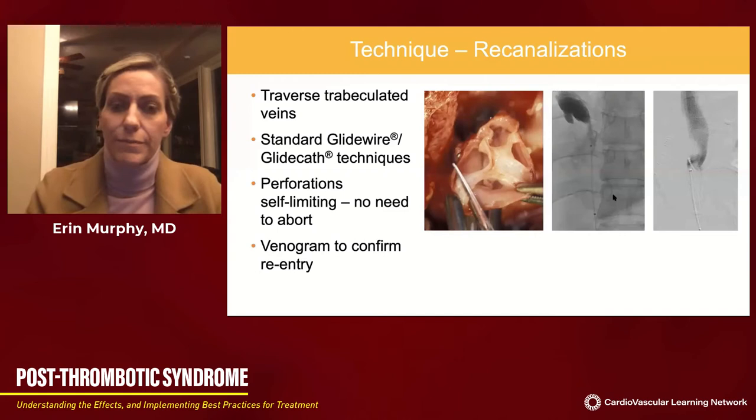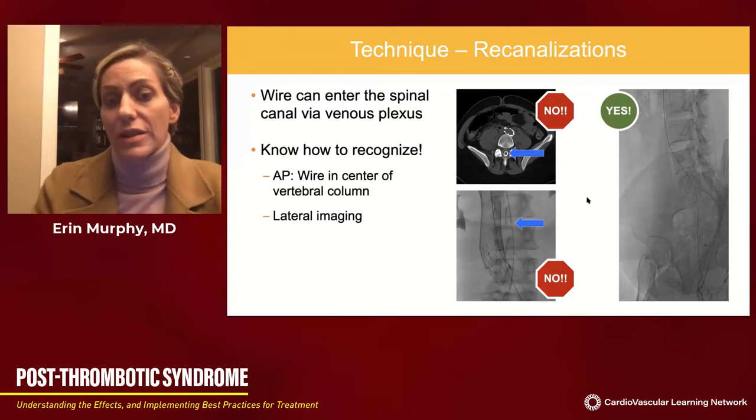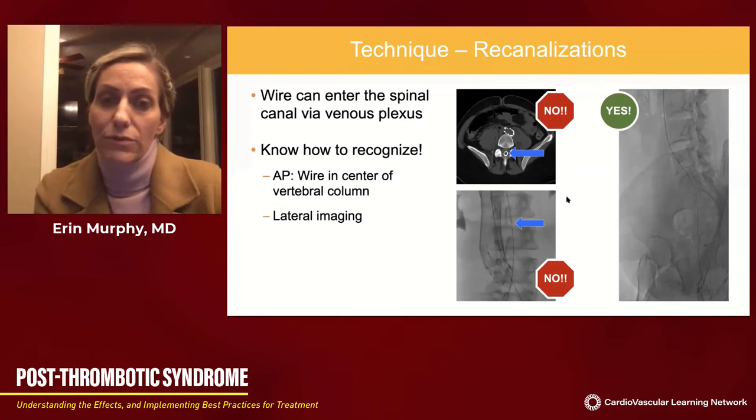What you want to avoid is entering the spinal canal via the venous plexus. You need to know how to recognize this. Very dangerous move, entering these collaterals. And it's most often when physicians don't get that lateral view, you can be mistaken on an AP.